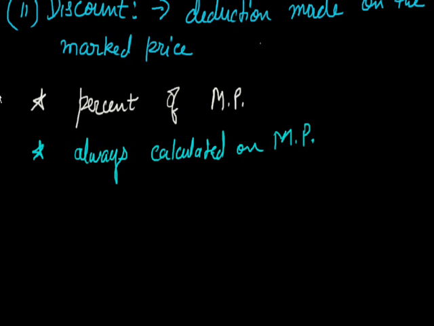Now, if we know the marked price and the selling price, then we can easily calculate the discount, and it is equal to the marked price minus the selling price.